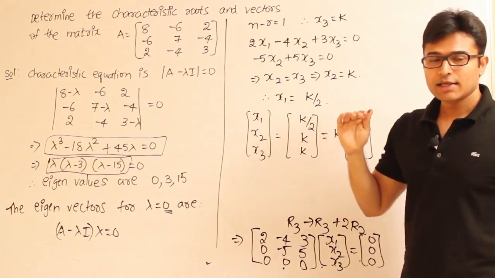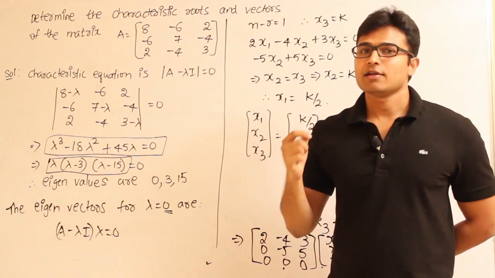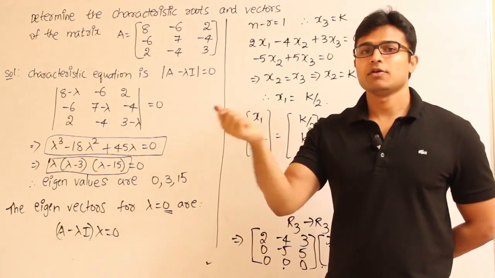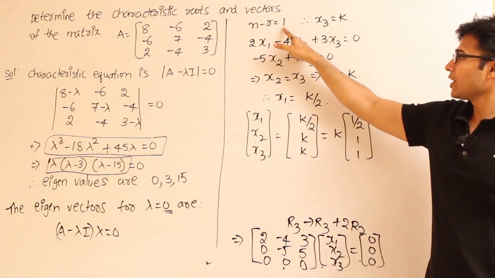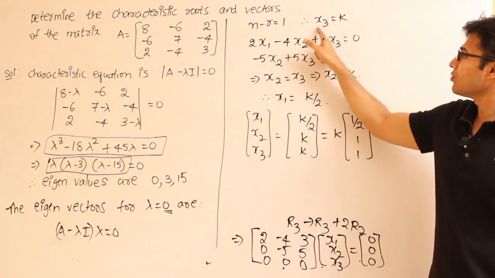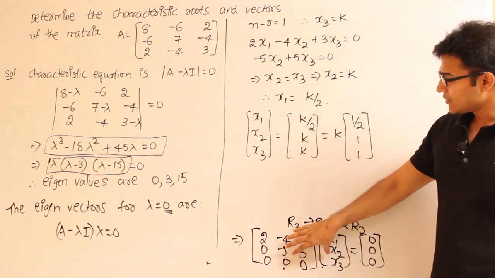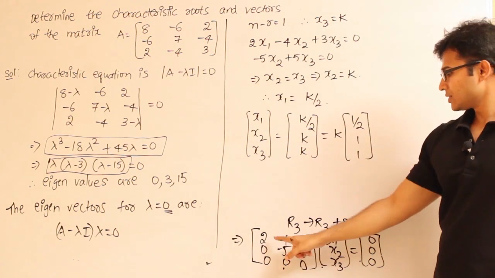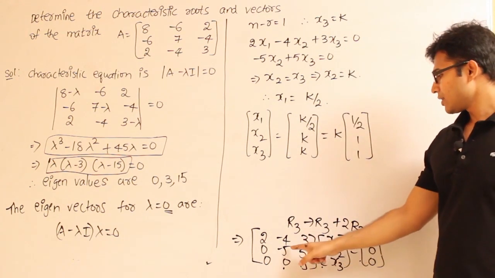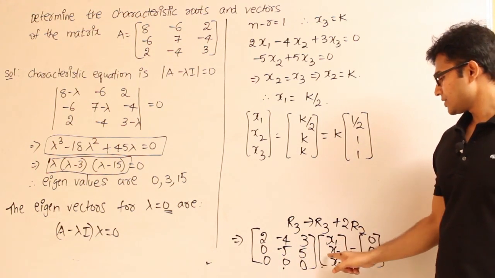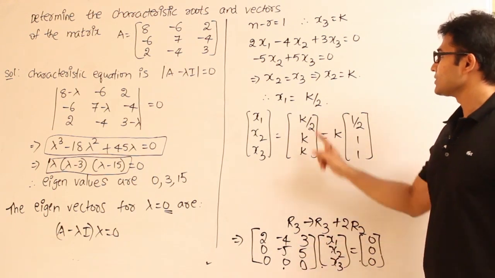How to find out this? So for n minus r, that is here one unknown, you give some initial random value, and in terms of that random value you find out the other values, right? So let us assume x3 equal to k, since n minus r equal to 1, therefore I am assuming only one value. And then I am just writing these equations here. So one equation is 2x1 minus 4x2 plus 3x3 equal to 0, and the other equation is minus 5x2 plus 5x3 equal to 0.